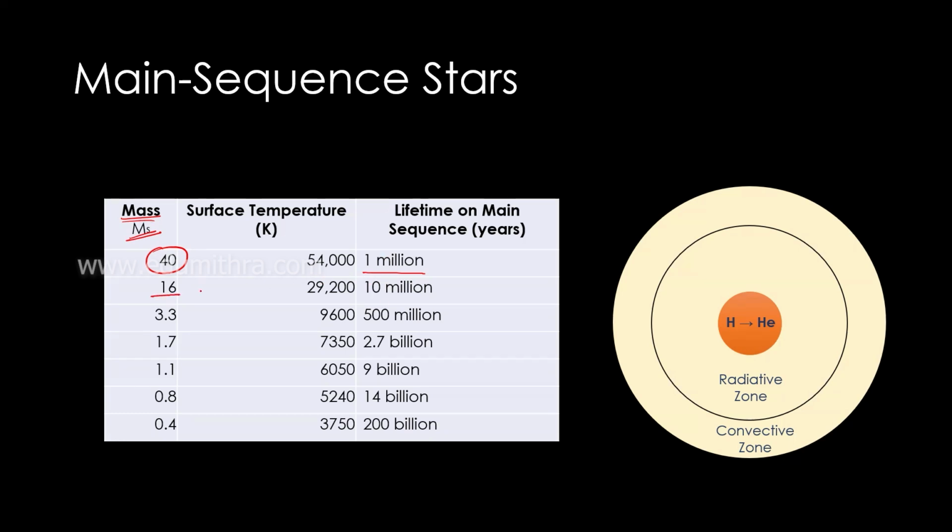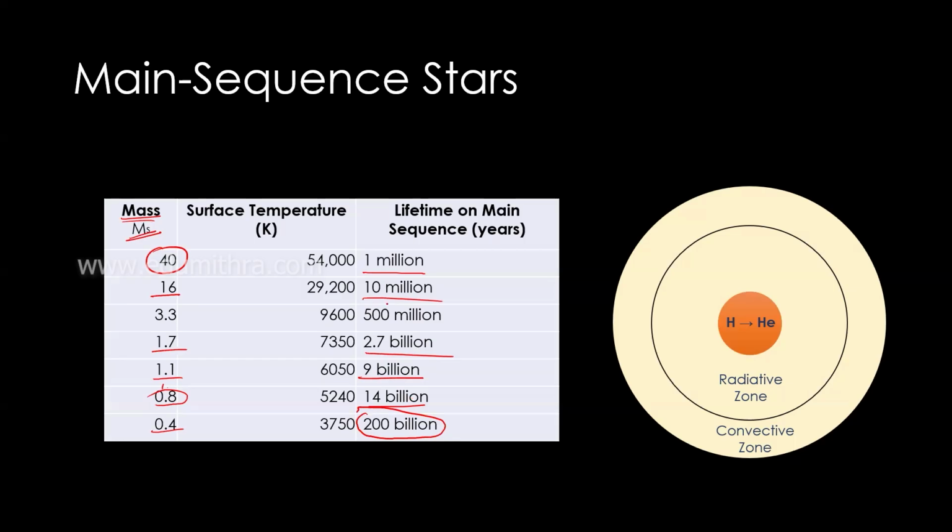And now you can see if it is 16 times, the mass is reducing, then it is 10 million years, and when it becomes 1.7 it is 2.7 billion, 1.1 is 9 billion, and if it is 0.8 that is 14 billion, and in between there is our Sun, 1 solar mass, around 10 billion years. And if it is 0.4 times the solar mass, it can last up to 200 billion years. So just see that interesting thing. When the star is massive, its life expectancy is small, it cannot last for a long time. And when it is less massive, it can last for a long time.